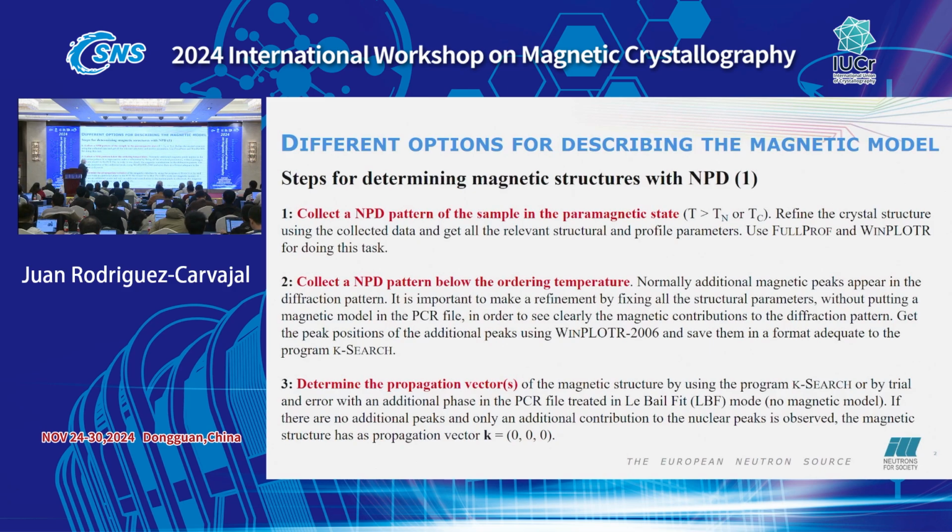You have to collect a neutron powder diffraction pattern below the ordering temperature. And then normally you will get new reflections and see that something has happened. You have a phase transition, and then you can try to see how to explain the new peaks. If you have new peaks, then you have to index those peaks. That is the task of the program which is called K-search. K-search means the search for the propagation vectors of the structure.